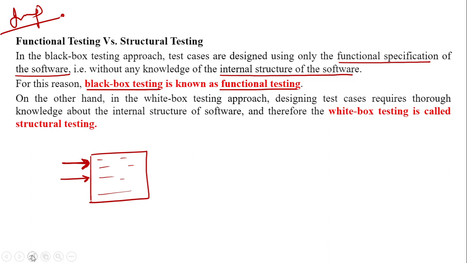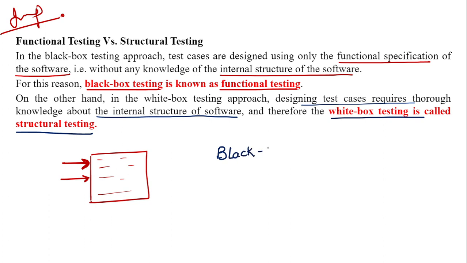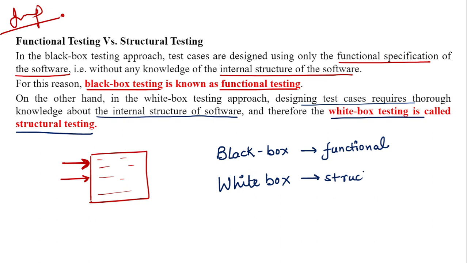On the other hand, in white box testing, designing test cases requires thorough knowledge about the internal structure of software. White box testing is called structural testing. So again, very important. Black box you call functional. I am writing it again so that it stays in your highlights and you remember it. Okay, black box is functional testing and white box is structural testing.